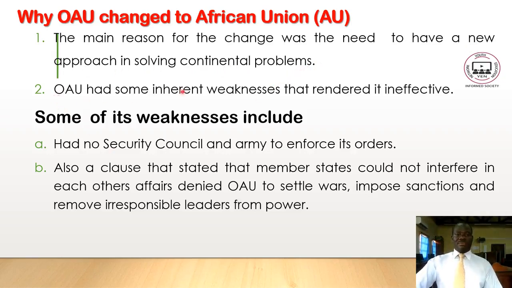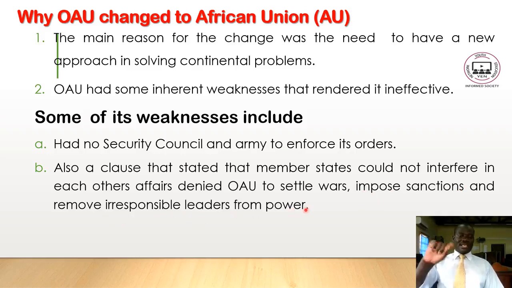The OAU had some inherent weaknesses that rendered it ineffective. So the OAU had many weaknesses. They wanted to restructure everything and make sure that they address those weaknesses. So one of it was to change the name. Some of the weaknesses of the OAU included that it had no security council and army to enforce its orders, and also a clause that stated that member states could not interfere in each other's affairs, which denied the OAU the ability to settle wars, impose sanctions, and remove irresponsible leaders from power.